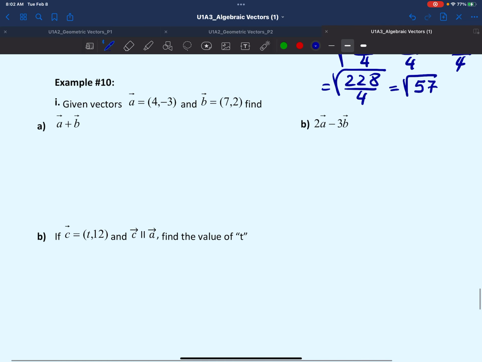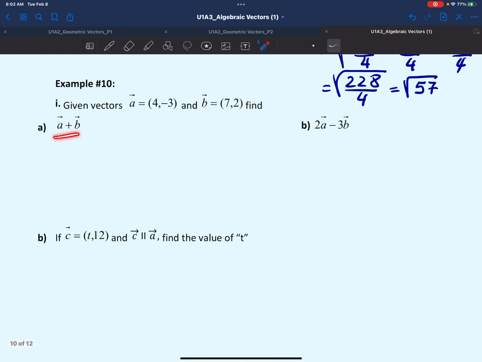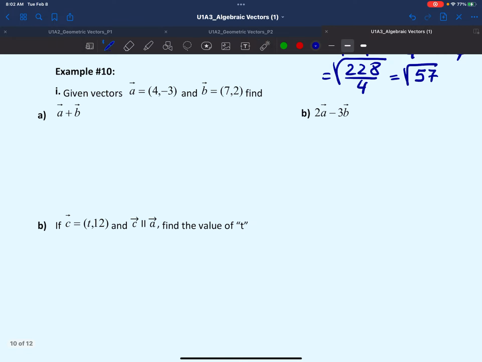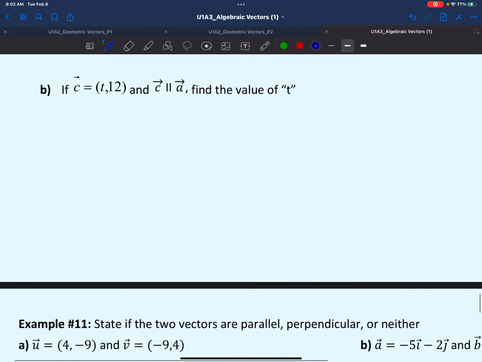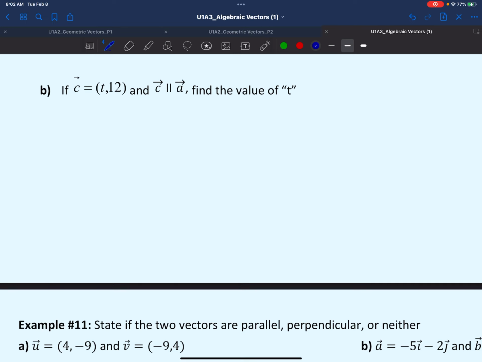In the next example, again, we are given vectors, this time in component form, and we have to find the sum a plus b and 2a minus 3b. So similar to what we were doing with the standard form of the two vectors. I think you can try this on your own. And I'm going to move on to the next question, which sounds a bit more interesting.